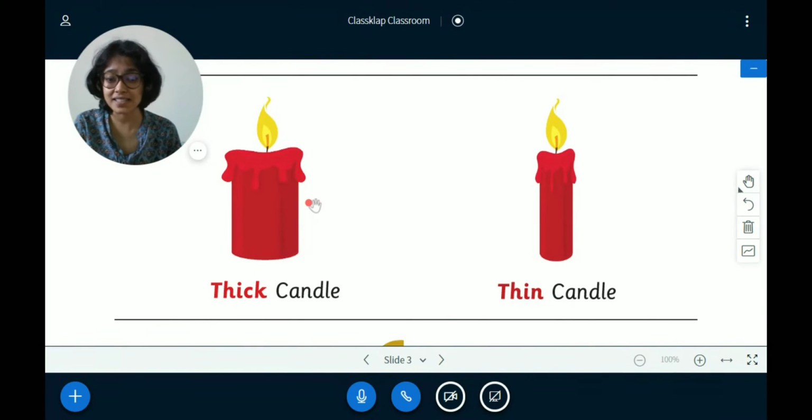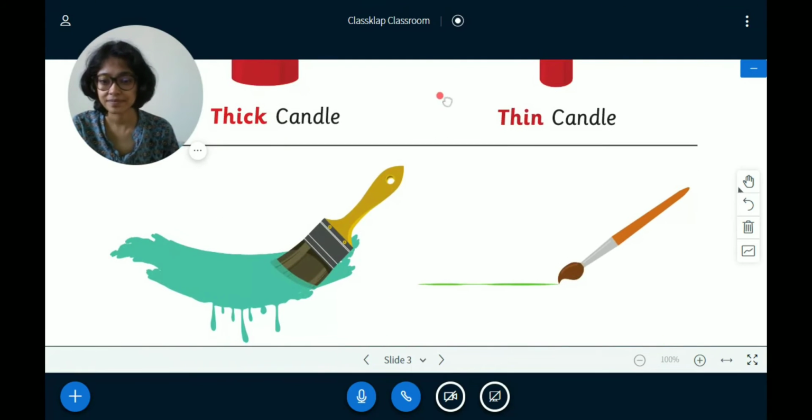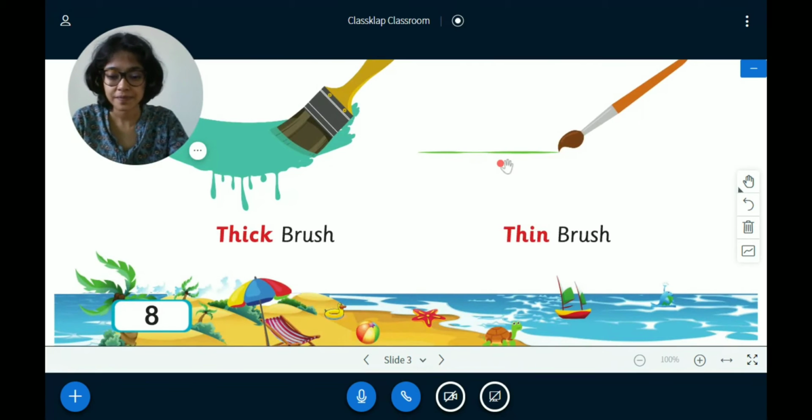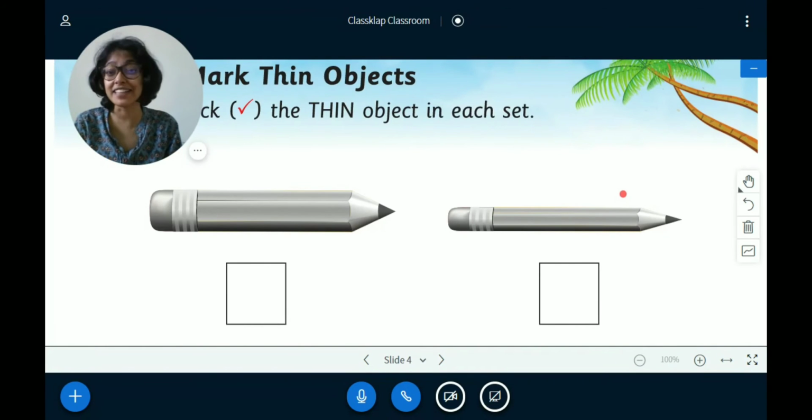Candles. This is a thick candle. This is a thin candle. Thick, thin. Two paintbrushes. This is a thick paintbrush. This is a thin paintbrush. Thick, thin. Wasn't it fun learning about thick and thin objects? I'm sure it was. Come, let's see how much we remember.